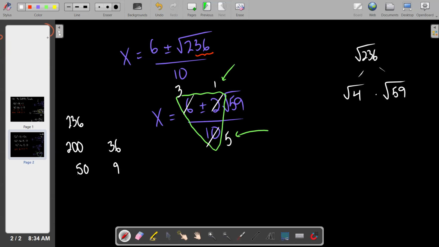So final answer before we call it concluded. What does x equal? 3 plus or minus square root of 59 over 5.